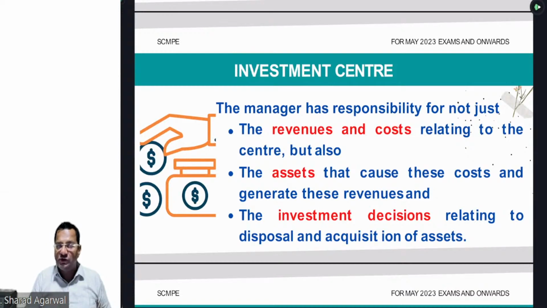You have been given the authority to purchase the capital asset for replacement or expansion, and to take the decision whether to dispose of such an asset, whether it's the right time to dispose, or whether we can carry such machinery for some more period of time. Okay, so that is known as investment center.